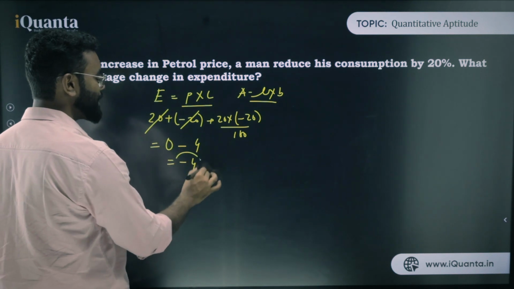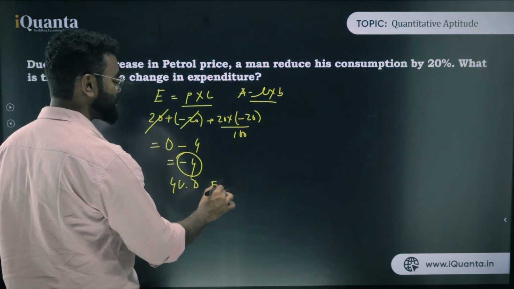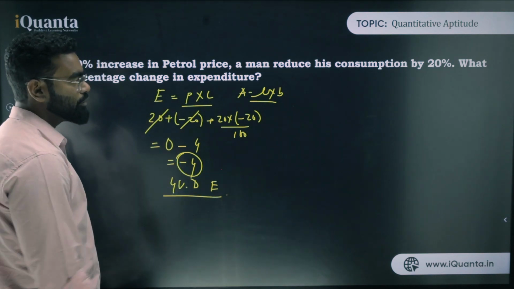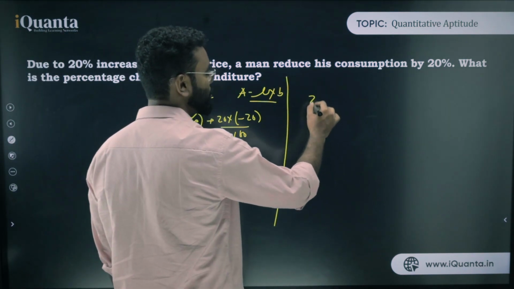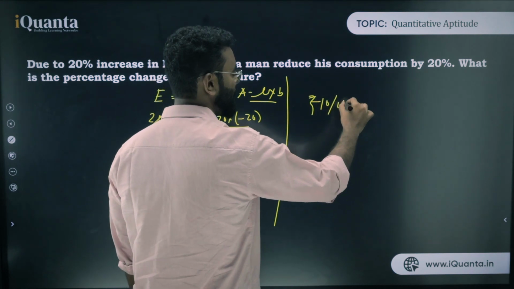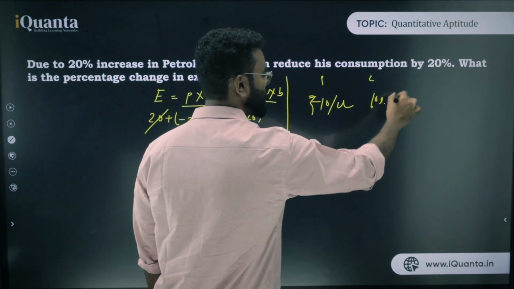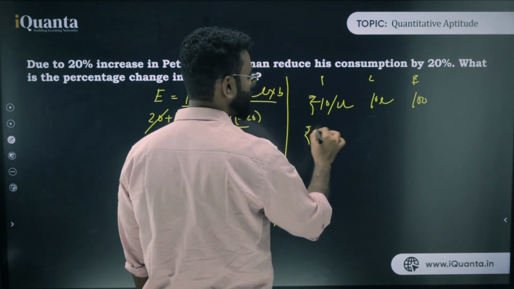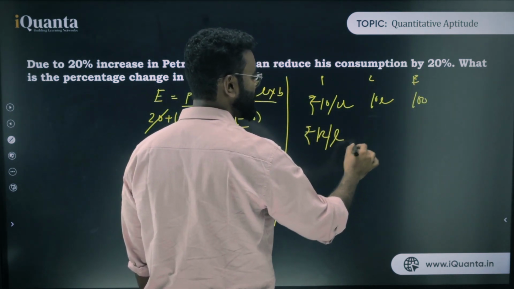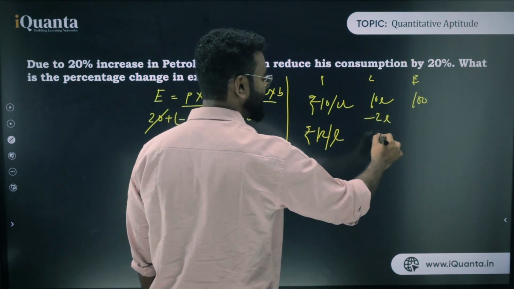So what is the meaning of minus 4? That is 4% decrease in expenditure. Am I clear? Now if you want to solve it manually also, you can. Let's say the price is 10 rupees per liter and the consumption is 10 liter. So what is the expenditure? 100. Now the price has become how much? 12 per liter because of 20% increase. And the consumption is decreased by 20%, which is minus 2 liter, which is 8 liter.